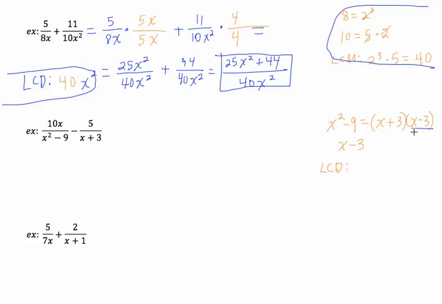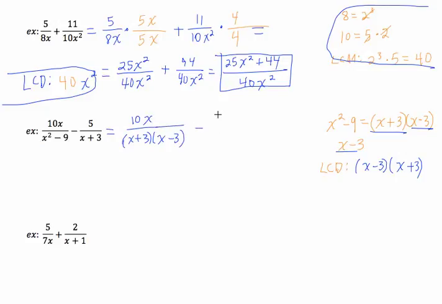So the lowest common denominator is the product here of each factor. So x minus 3, by putting it here once, it accounts for both of them. And then we'll need an x plus 3 to account for that one. So it's the product of the two. So what do we need to multiply the first fraction by to get this in the denominator? Well, nothing, because that is the denominator. x squared minus 9 factors into x plus 3 times x minus 3.